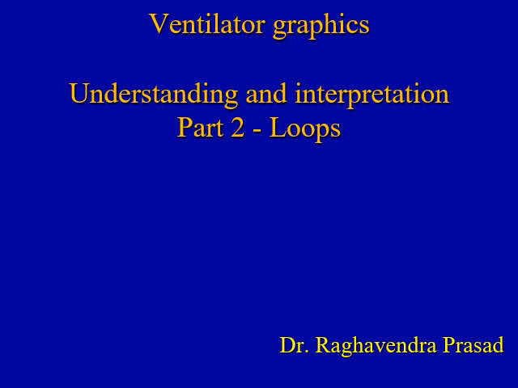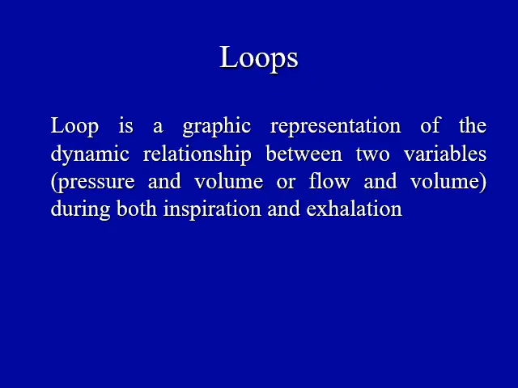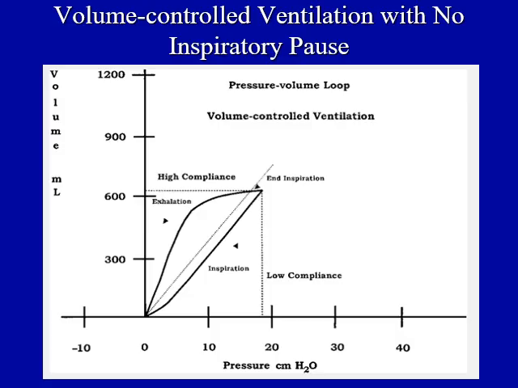So today we shall learn about ventilator graphics part 2, loops. In loops we have the pressure volume loop and the flow volume loop. So what is a loop? A loop is a graphical representation of the dynamic relationship between two variables. That is, in the pressure volume loop we have pressure and volume, and in the flow volume loop, flow and volume, both during inspiration and expiration.